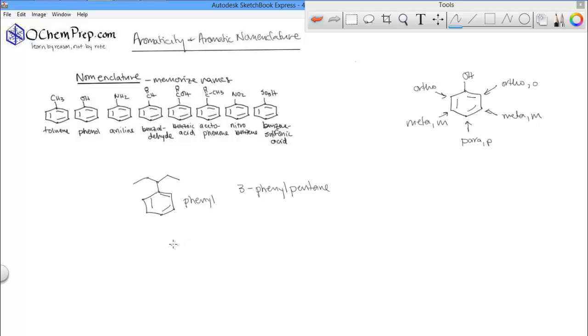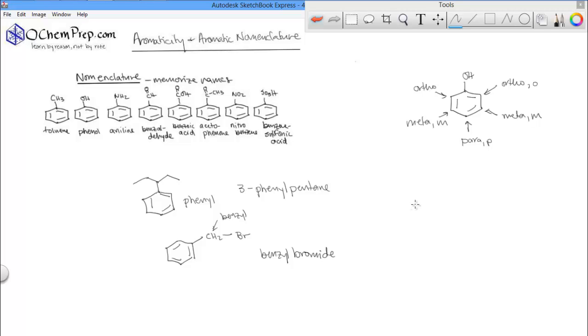Another related group is called a benzyl group. As I said before, a carbon right next to a benzene ring is called a benzylic carbon. So this is a benzyl group. And so say I had this structure here and attached it to a bromine. This would be called benzyl bromide.